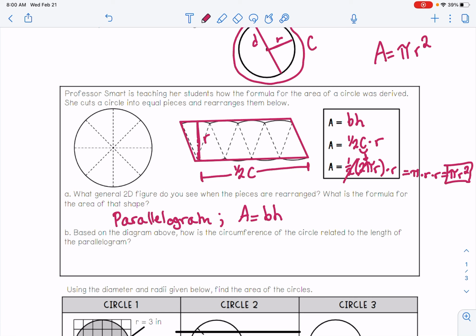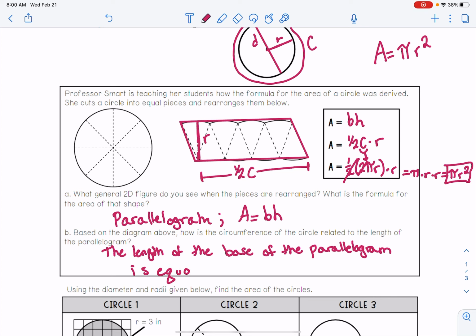We'll talk more about that as we go along, but let's look at part B to this situation here. Based on the diagram above, how is the circumference of the circle related to the length of the parallelogram? Well, we already answered that question. The length of the base of the parallelogram is equal to half the circumference.